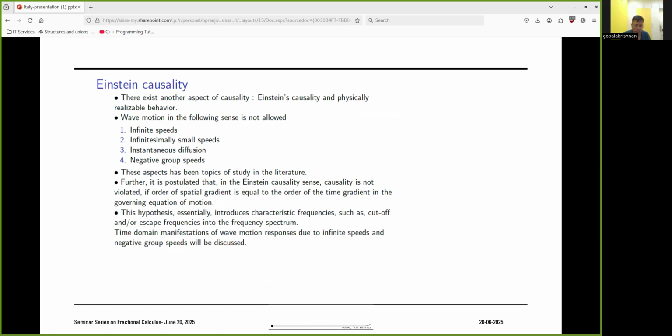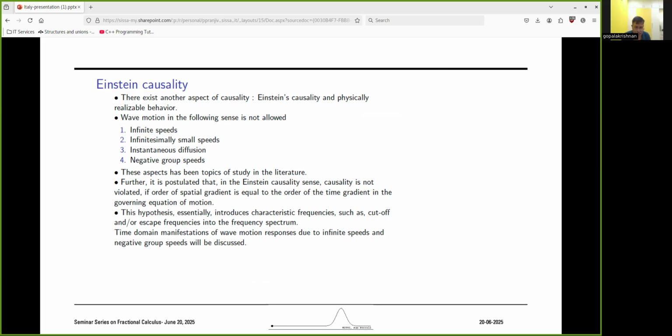Next, we come to Einstein causality. So there exists another causality, which is Einstein causality. Here, the following condition has to be satisfied. The wave motion in the following sets is not allowed: infinite speeds, infinitesimally small speeds, instantaneous diffusion, and negative speeds. These need to be completely avoided. So we remove those modes while calculating the wave motion.